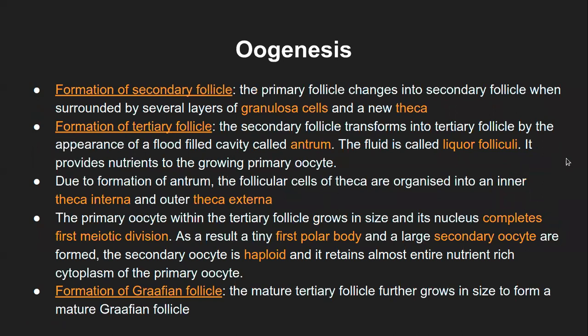Okay, then if there are no questions, the next stage in the multiplication phase after formation of the primary follicle is formation of the secondary follicle. There are not major changes here. The primary follicle changes into a secondary follicle when surrounded by several layers of granulosa cells and a new theca. Theca is nothing but a membrane or a layer.